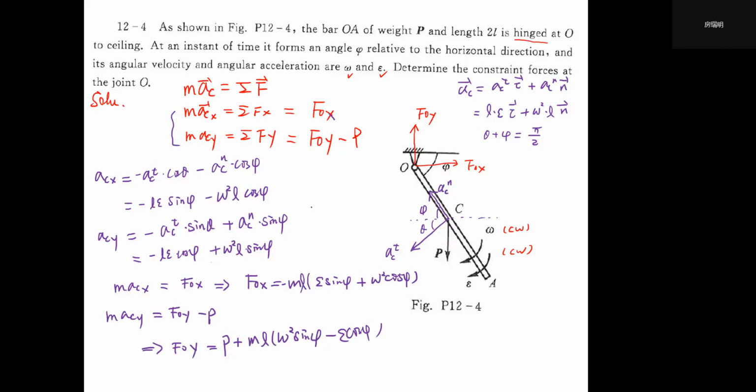I hope you can understand this. You just need to know how to handle a body which has known motion information, with angular velocity omega and angular acceleration epsilon, the mass of this rod, and the length of this rod. You have to use these, with the theorem of motion of the center of mass, to find the reaction forces FOX and FOY here.